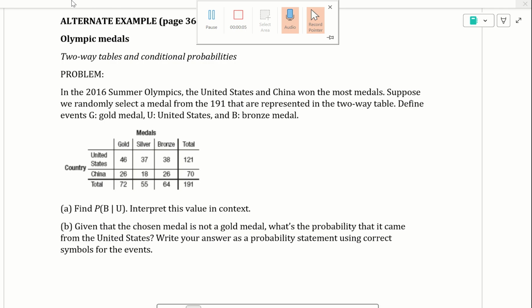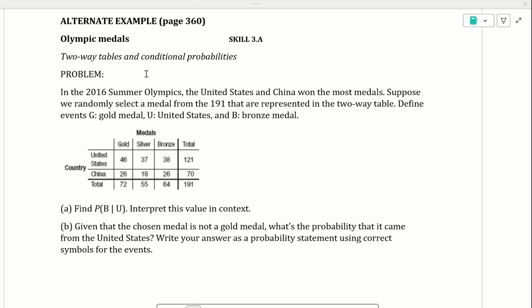First off, we have this problem about the 2016 Summer Olympics. The United States and China won the most medals. Suppose we randomly select a medal from the 191 that are represented in the two-way table. Notice across the top we have gold, silver, and bronze medals. And then vertically here we have United States and Canada, and then of course the total on the bottom and the total on the right as well.